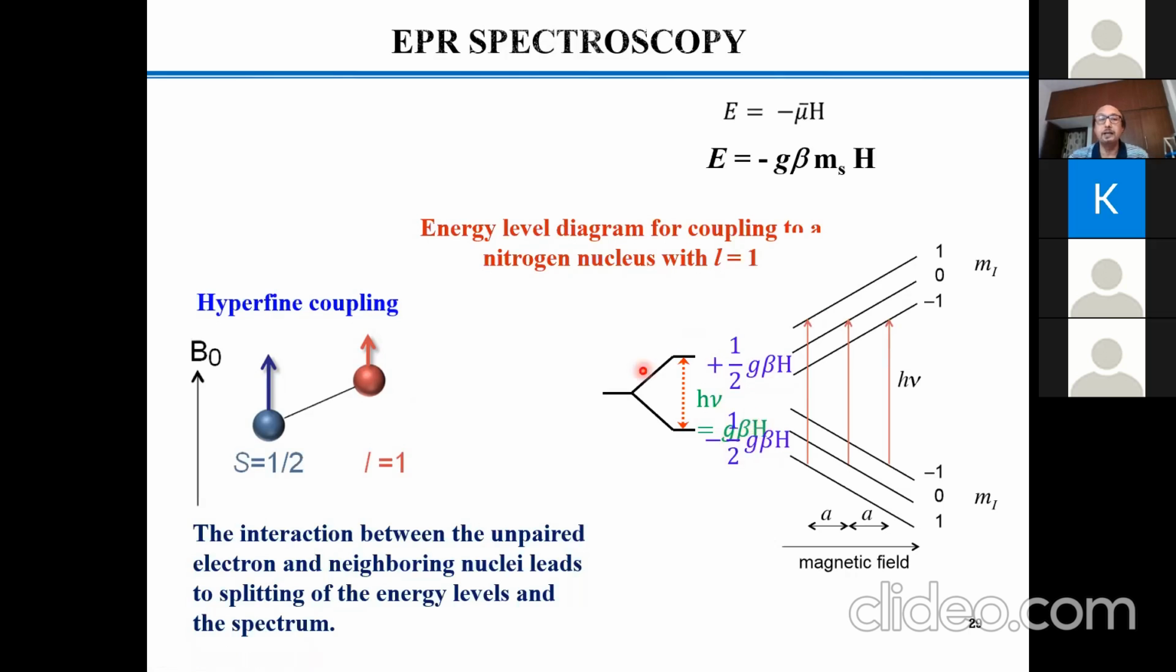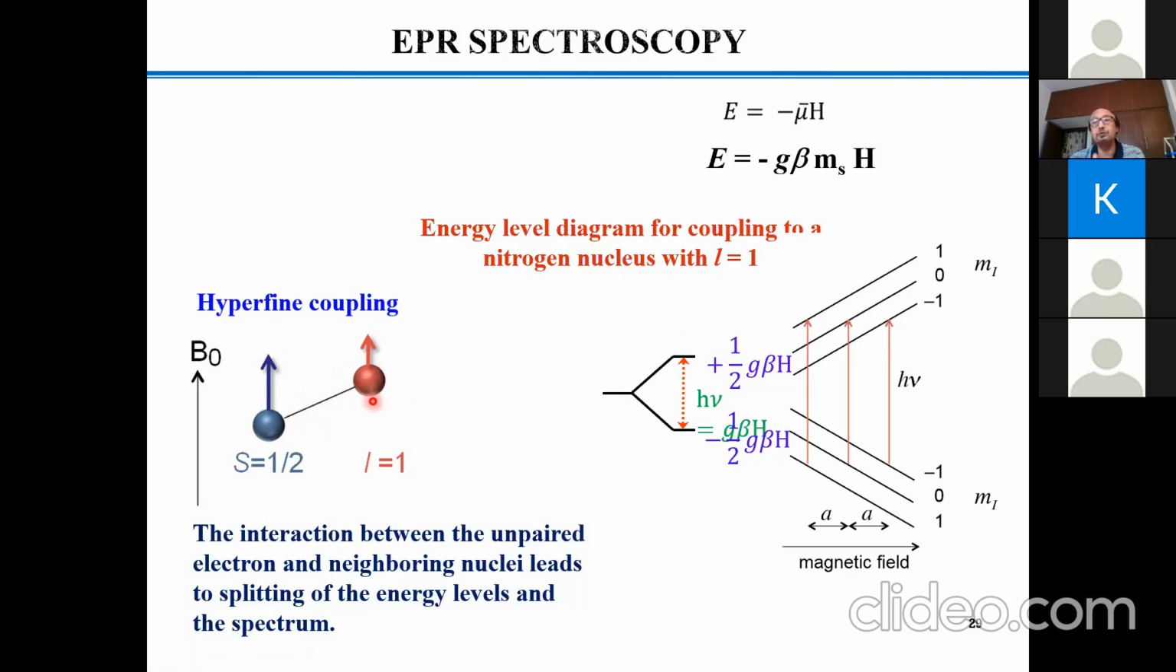Okay. Now let us assume that this atom carrying the unpaired electron has another atom linked to this original atom, also having a nucleus.